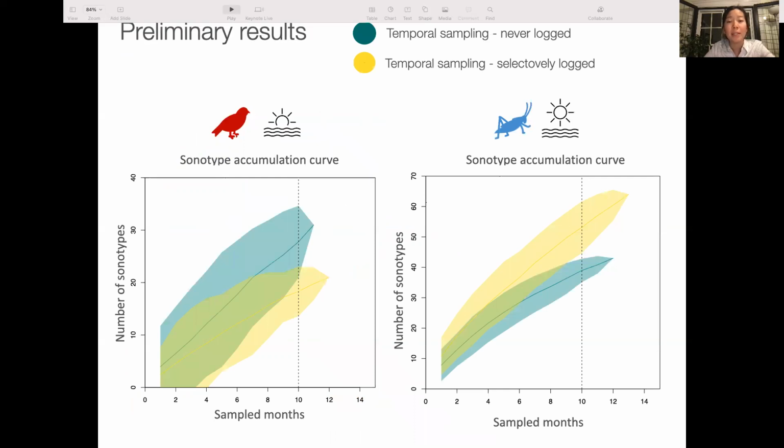Lastly, comparing the two temporal samplings, the selectively logged site in yellow had a lower accumulation of bird sonotypes and a higher accumulation of insect sonotypes over time when compared to the never logged sites.